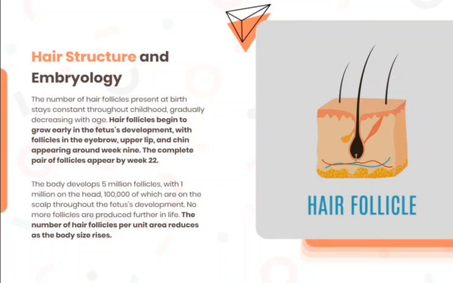Hair follicles begin to grow early in the fetus's development, with follicles in the eyebrow, upper lip, and chin appearing around week 9. The complete pair of follicles appear by week 22. The body develops 5 million follicles, with 1 million on the head, 100,000 of which are on the scalp throughout the fetus's development. No more follicles are produced further in life. The number of hair follicles per unit area reduces as the body size rises.